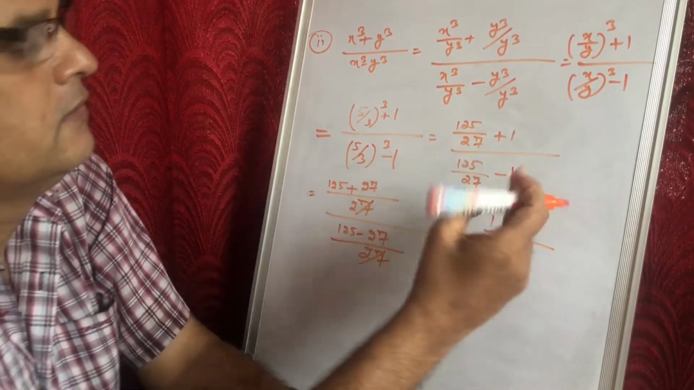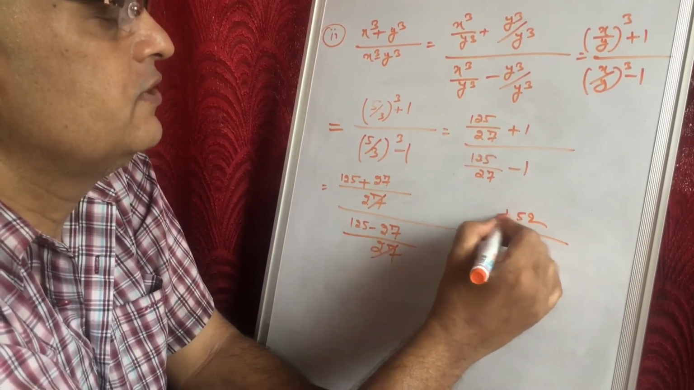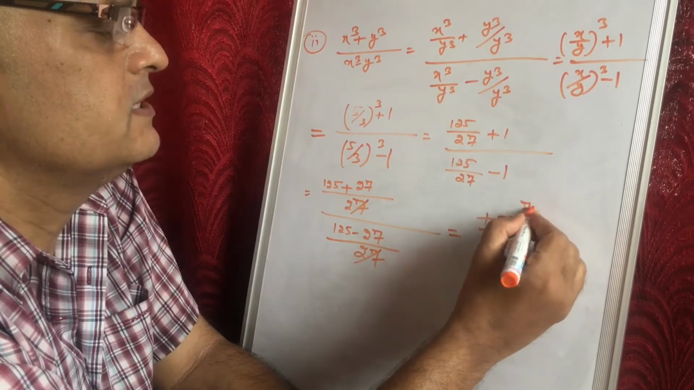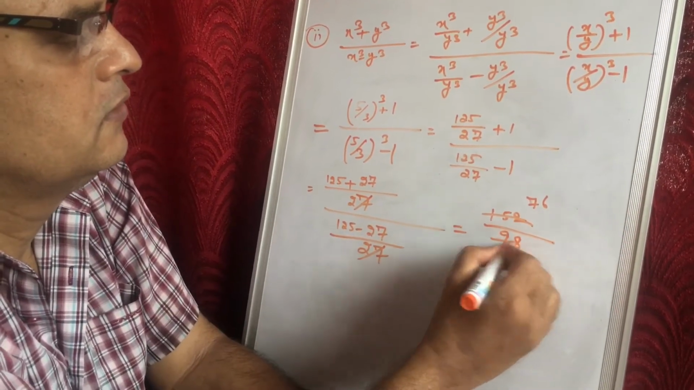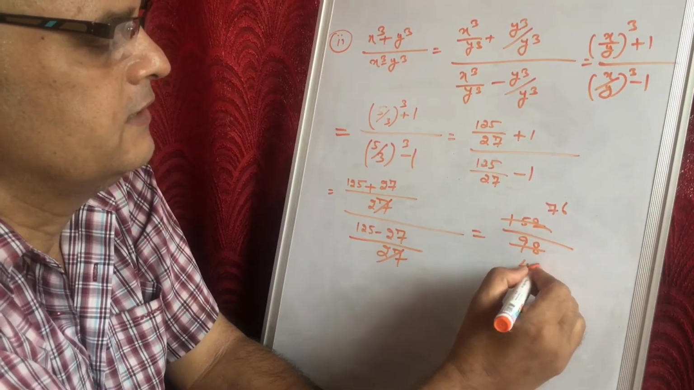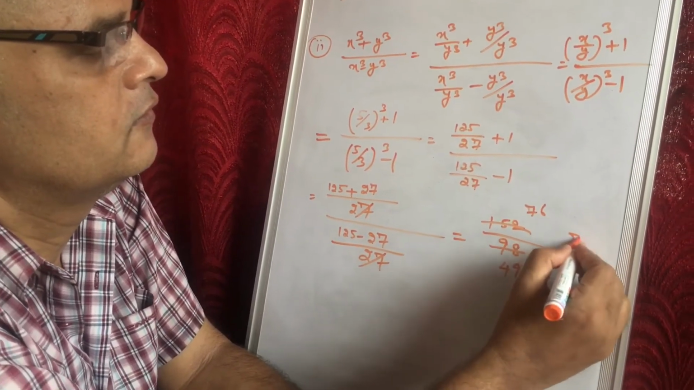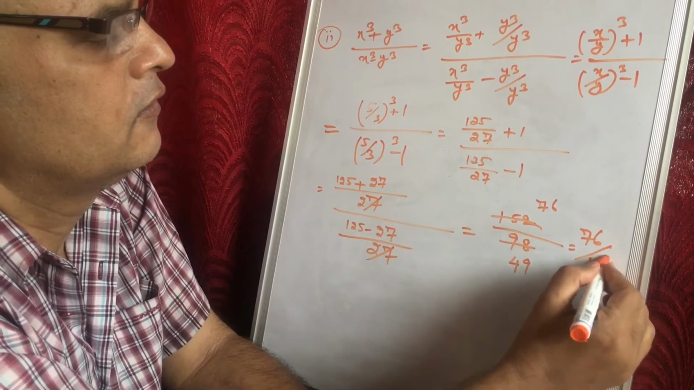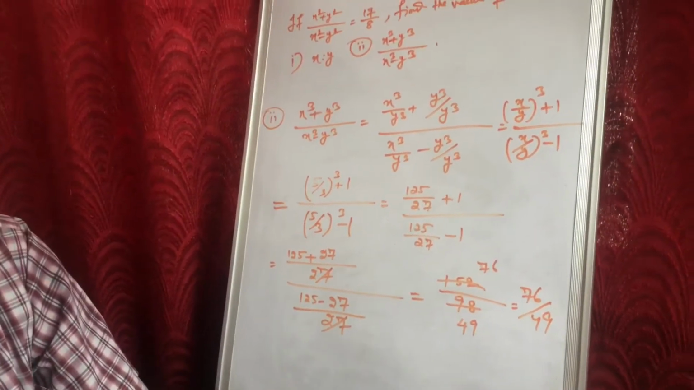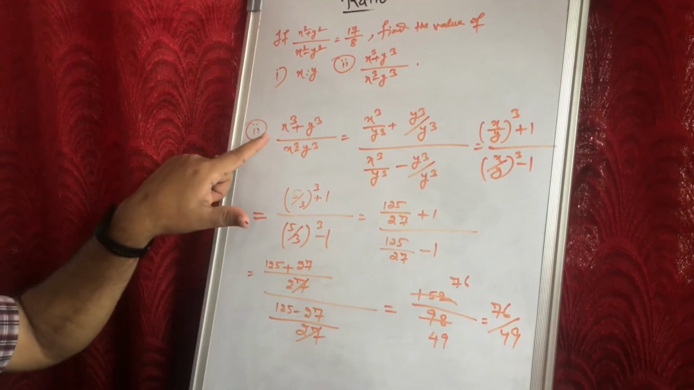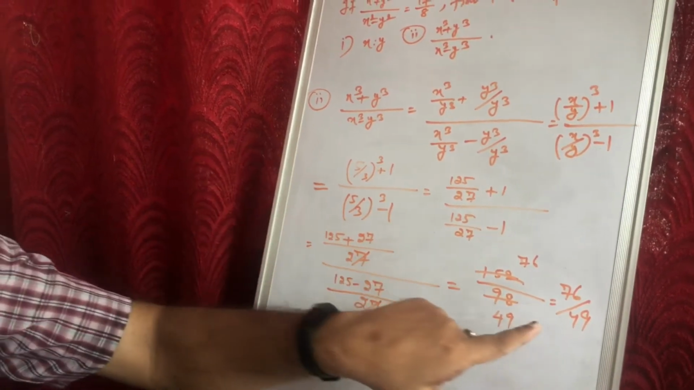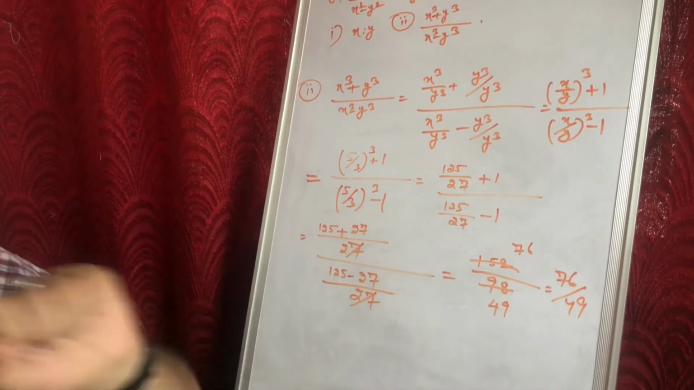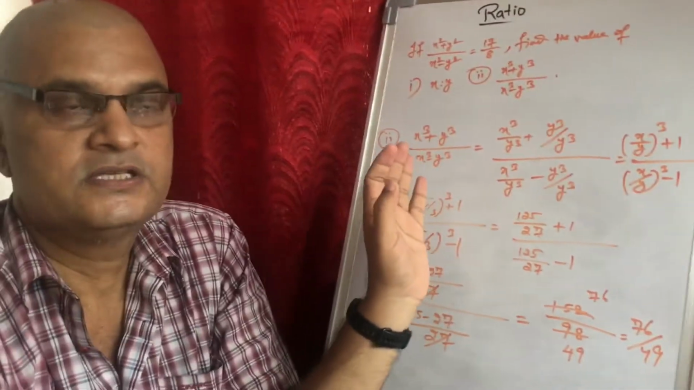So if I divide by 2, it will be 76 on top and 49 below. Now see, the value of x cube plus y cube divided by x cube minus y cube will be 76 by 49. Now this is all about this problem.